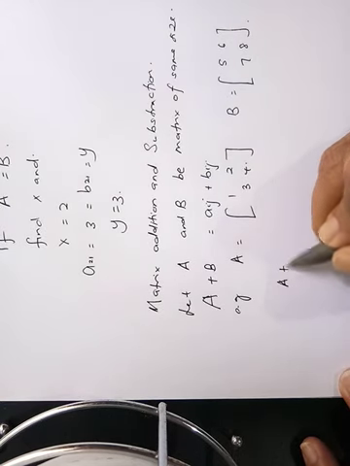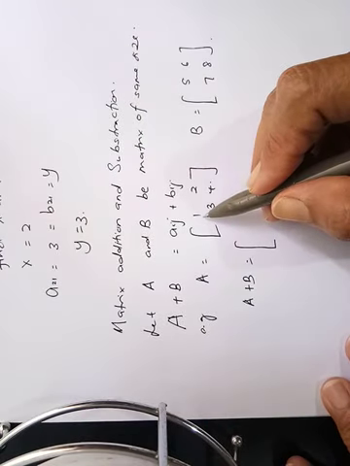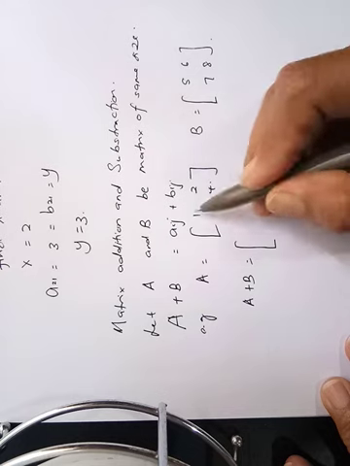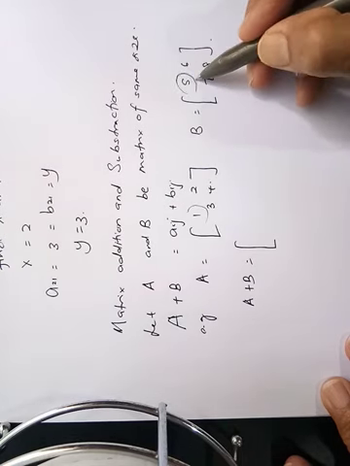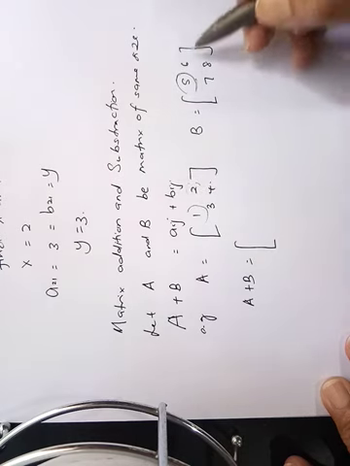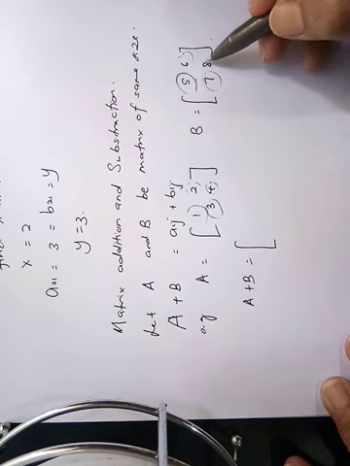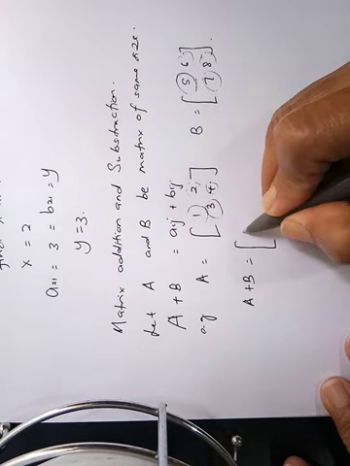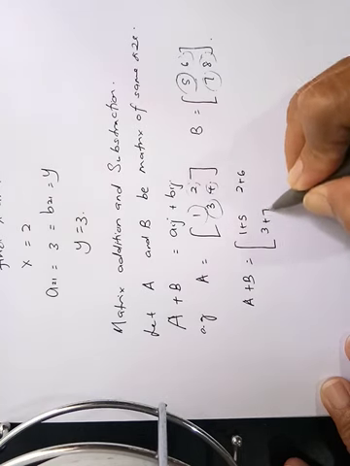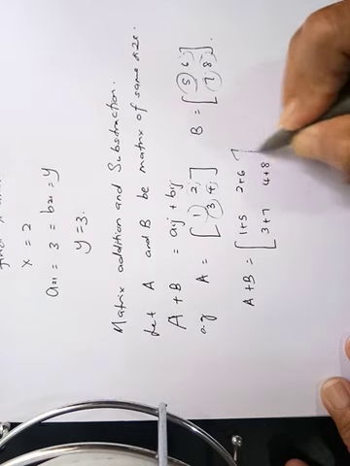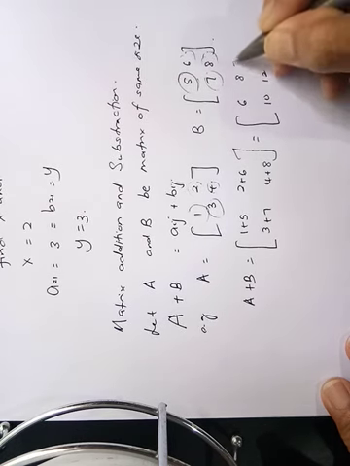So now A plus B is, so we add up the corresponding element in A and in B. So here 1 add by 5. So number 2 here add by number 6, 3 and number 7 and 4 with number 8. So here we have 1 plus 5, 2 plus 6, 3 plus 7 and 4 plus 8. So answer is 6, 8, 10 and 12.